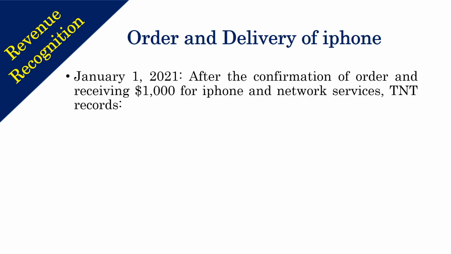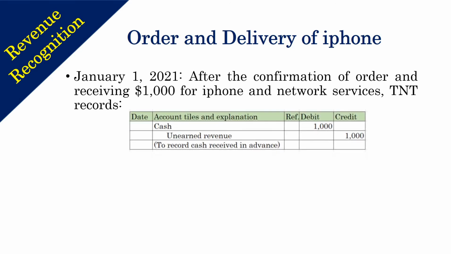After the confirmation of order and receiving $1,000 for the iPhone and network services, TNT will record. So this is the first journal entry on January 1st from TNT. They have received $1,000 cash. So cash debit and unearned revenue credit.